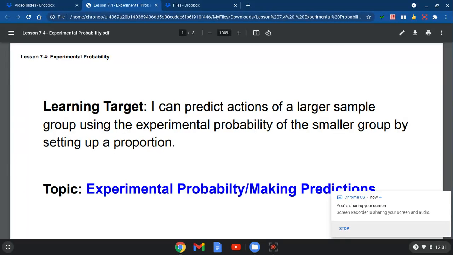In lesson 7.4, we will be looking at how we can predict actions of a larger sample group by using the experimental probability of the smaller group by setting up a proportion.